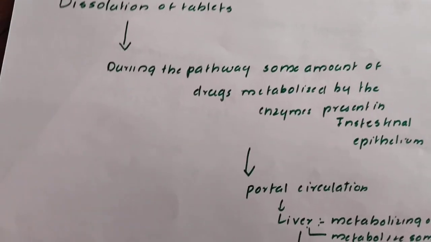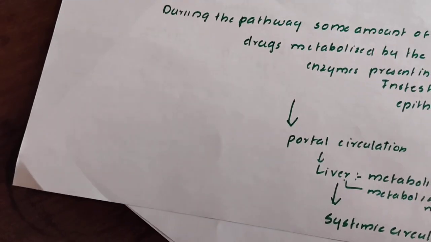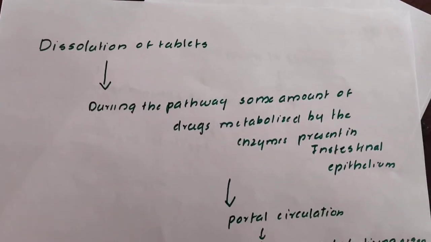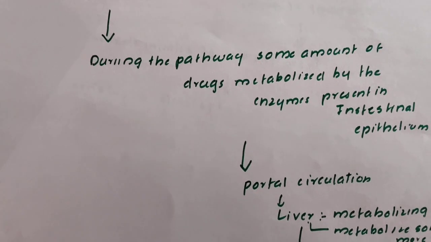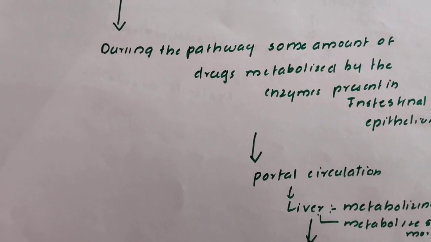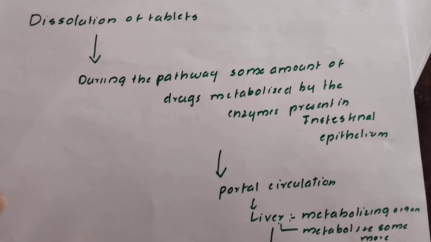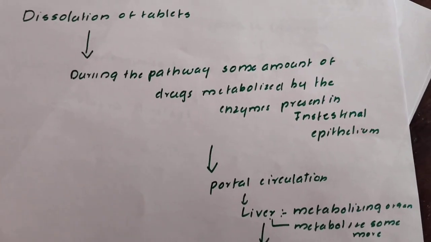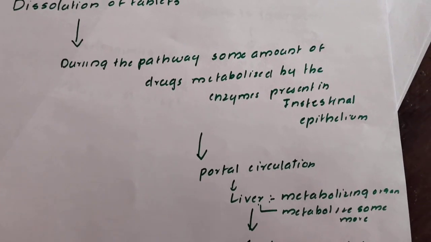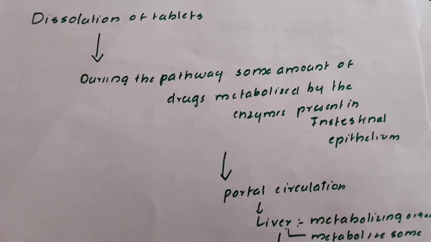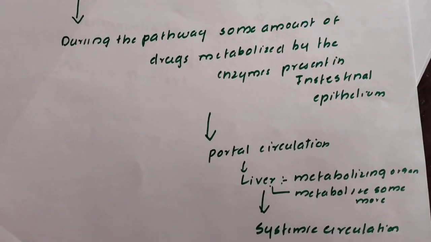First and foremost is the dissolution of the tablet. The particles inside the tablet dissolve in the water and form very fine particles. If you consume an acidic drug, it will be absorbed in the stomach, and a basic drug will be absorbed in the small intestine. During this pathway, some amount of drug will be metabolized, or broken down, by the enzymes present in the intestinal epithelium. Then it reaches the portal circulation.